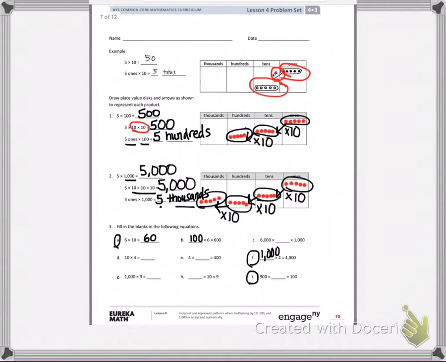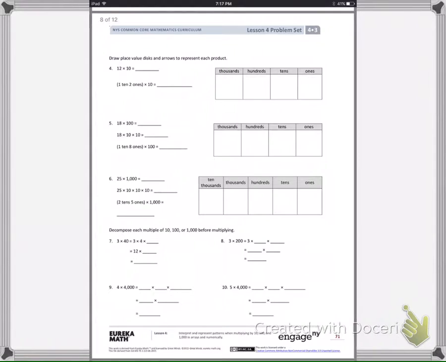Look at I. 900 equals what times 100? 9 times 100. Draw place value discs and arrows to represent each product.